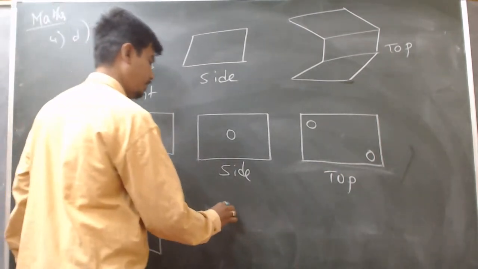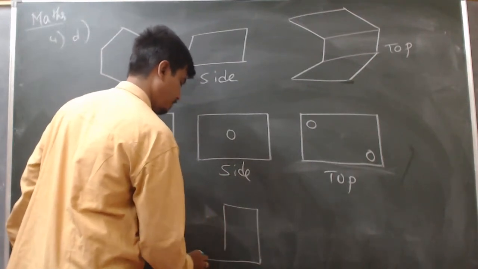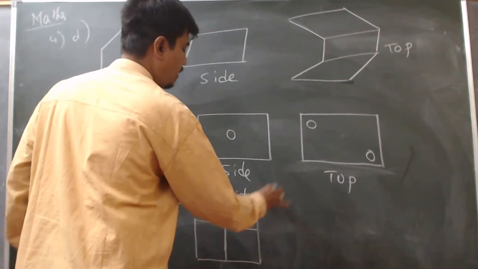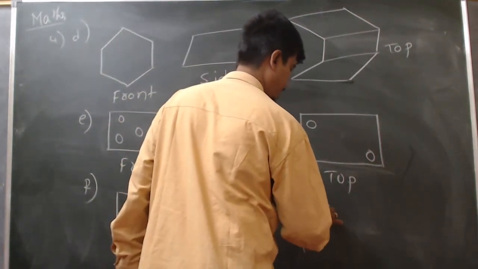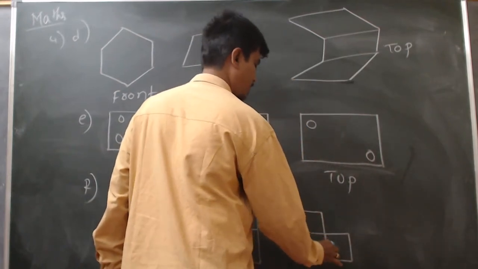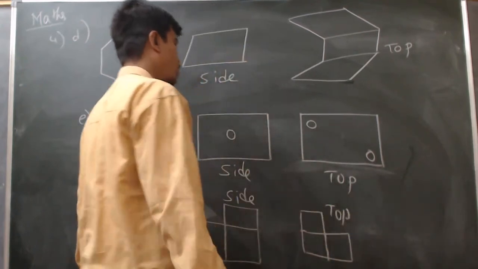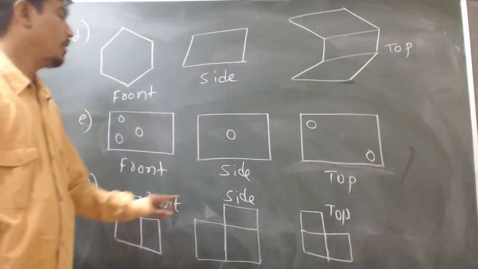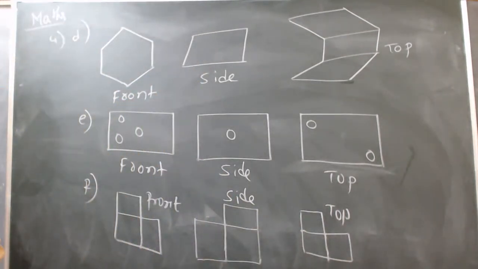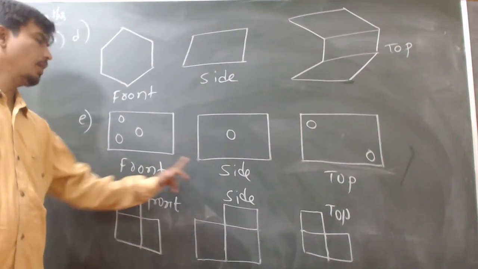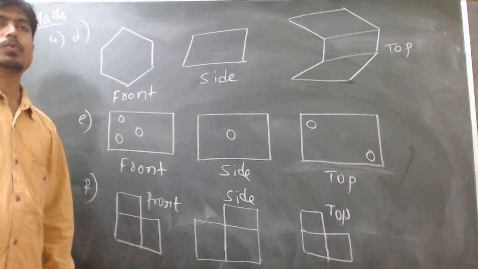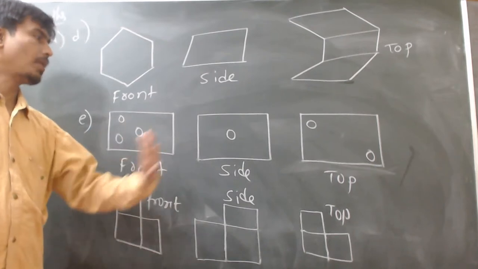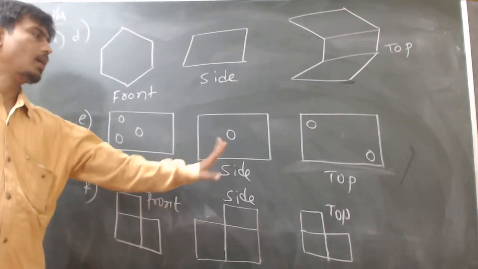Front, side, top. So what have they given? Last one, they give a solid. How will it look like this? From front, side, and top. So these are the objects when we observe them from front, side, and top. So we have different dimensions, 2D and 3D. When 3D objects are observed, they are going to look like this from front, side and top.